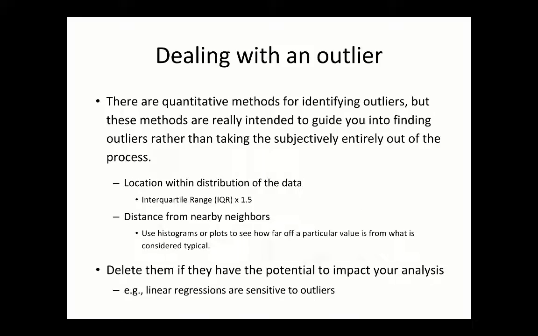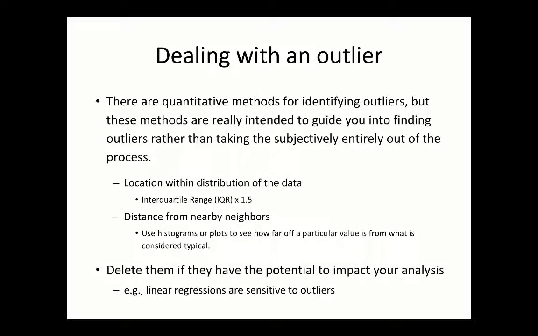There are quantitative methods for identifying outliers, but these methods are really intended to guide you into finding outliers rather than taking the subjectivity entirely out of the process. One way with numeric data that is normally distributed is to use the method IQR times 1.5. Essentially, you take the value at the third quartile and subtract out the value at the first quartile to get the interquartile range. Then you multiply that value by 1.5.